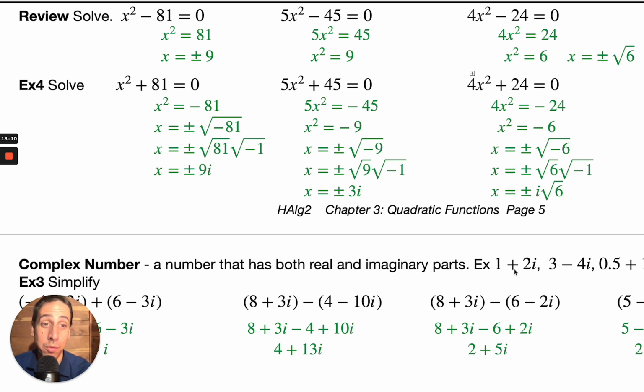So for example, 1 plus 2i. These are not like terms. You cannot combine 1 plus 2i to get like 3i or 3 or something in between. You just have to say that it's one single number, 1 plus 2i.